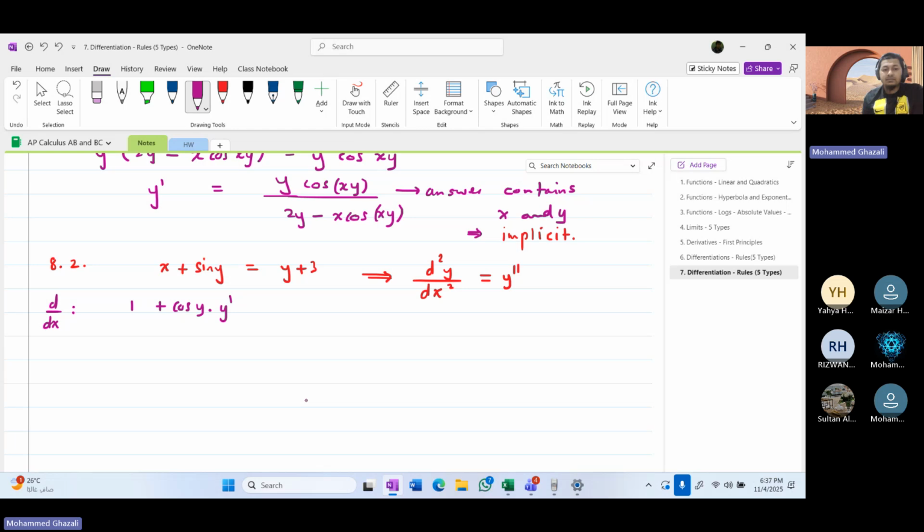Okay. Right. I'm done with the left hand side. Let's move on to the right hand side. What's the derivative of y? y prime. That's it. Easy. Now you can solve for y prime, obviously.